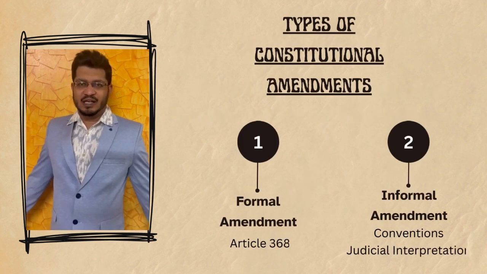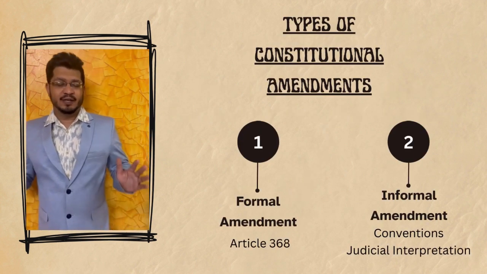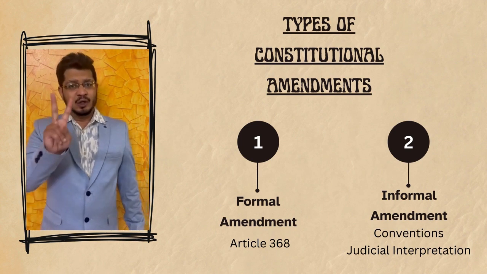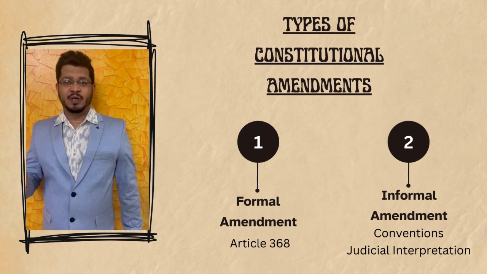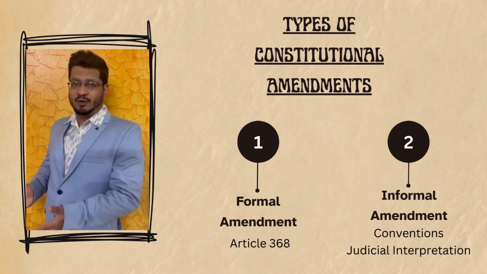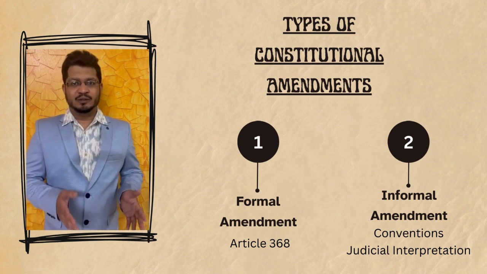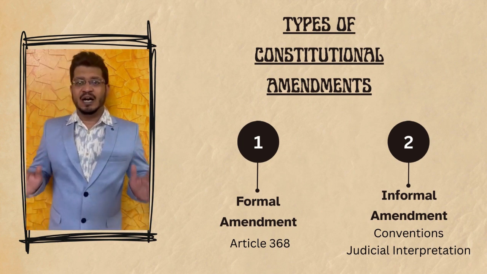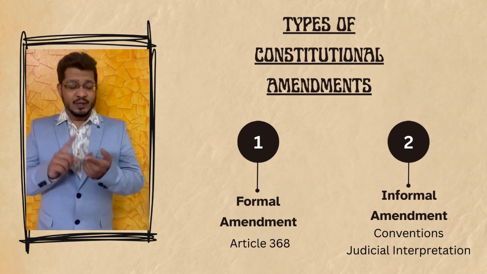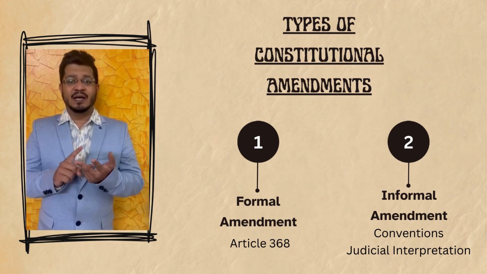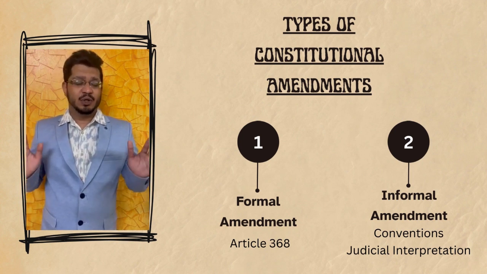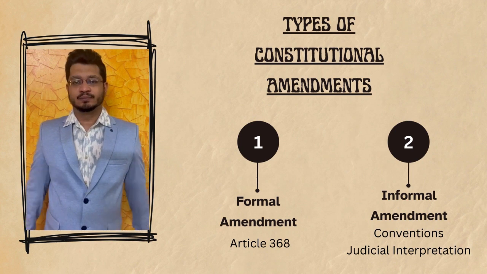Let us start off this lecture by discussing the two different types of constitutional amendments. Broadly speaking, there are two types of constitutional amendments in India, and they are formal amendments and informal amendments. Formal amendments to the Constitution take place under Article 368, and informal amendments include judicial interpretation and the development of usages or conventions as regards various provisions of the Constitution.